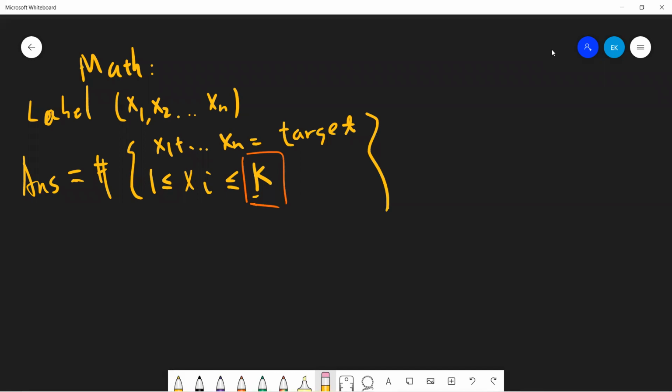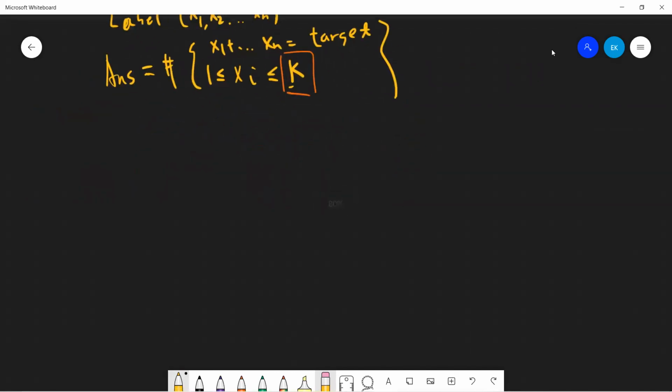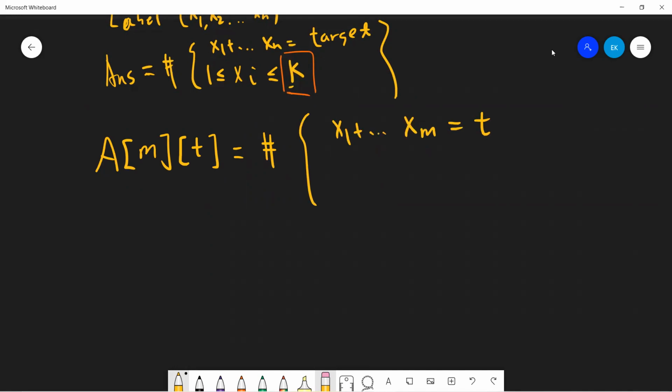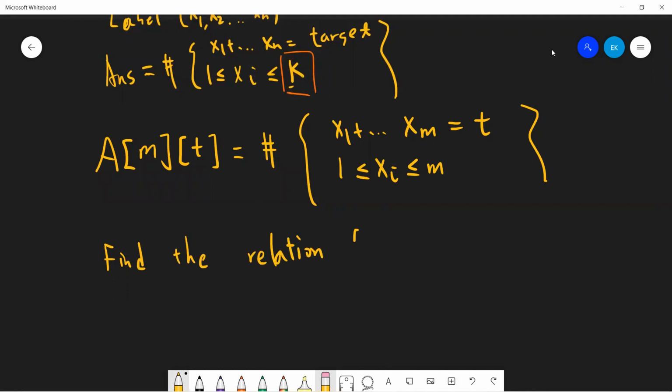So my idea is to just use brute force. Okay, so let me just create a table A of m and t, which is a table where I want to store answers. I denote it to be the answer of x1 plus up to xm equals t, such that each xi is less than or equal to k and greater or equal to 1. Okay, so we need to find the relation for this A of m, t.